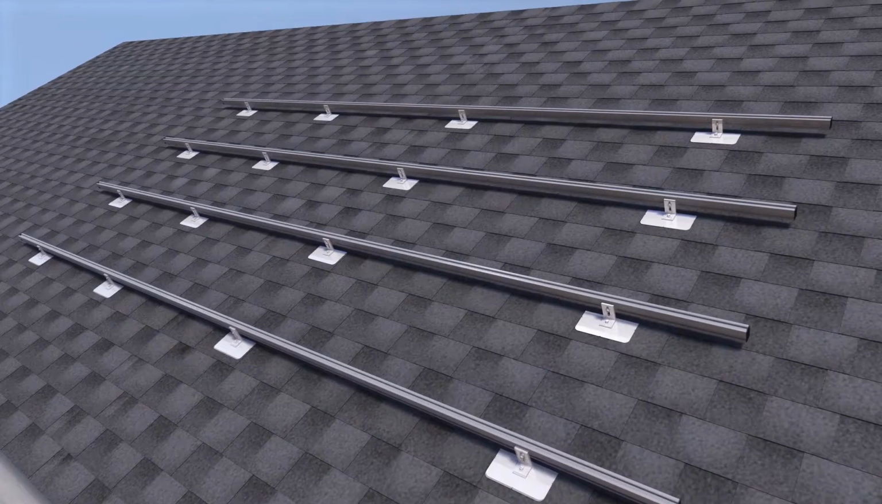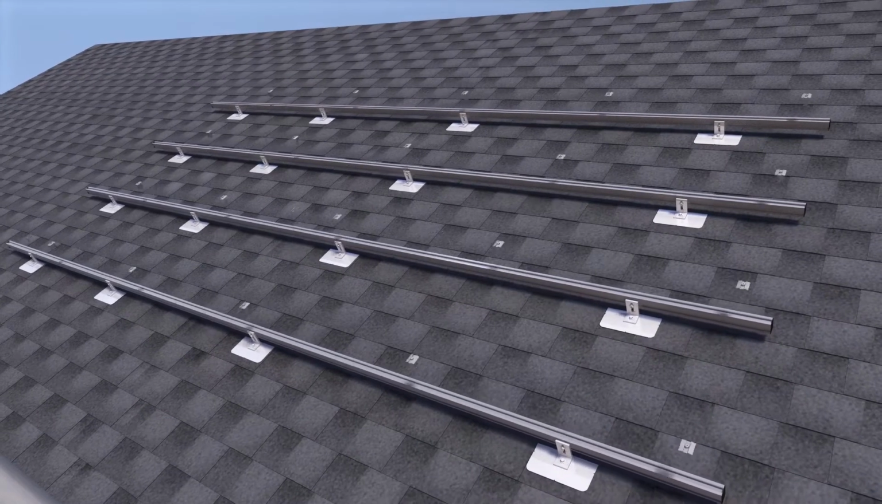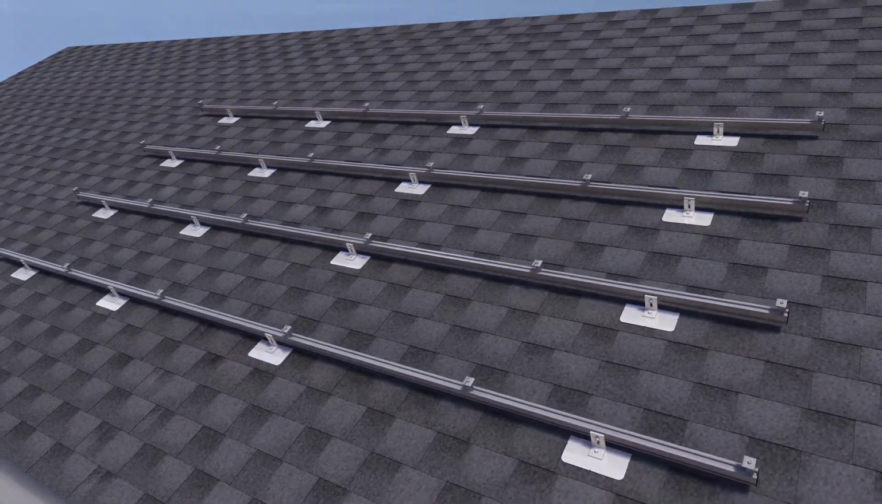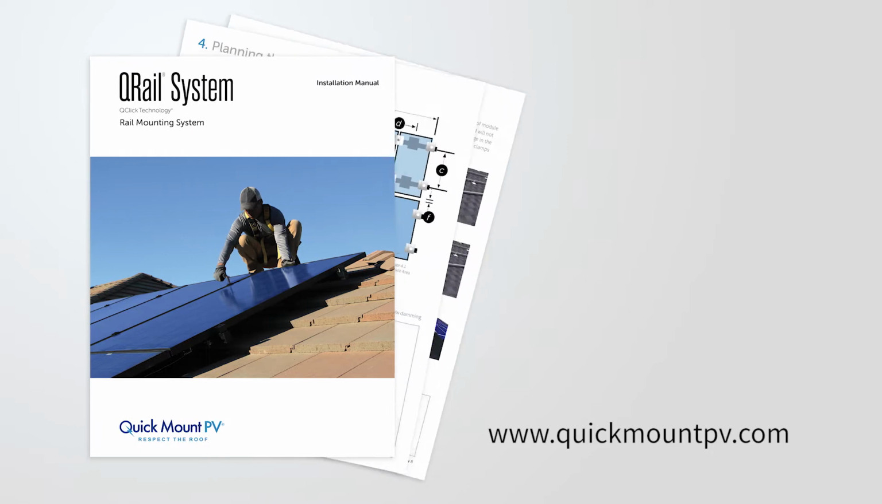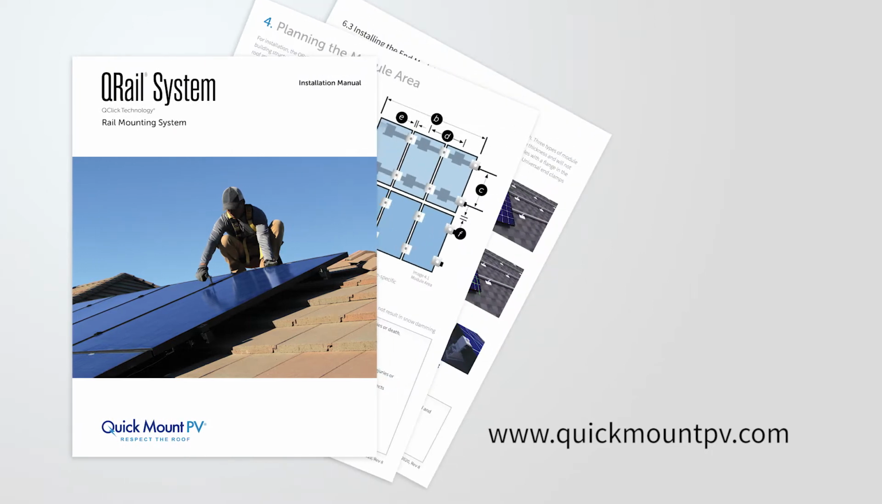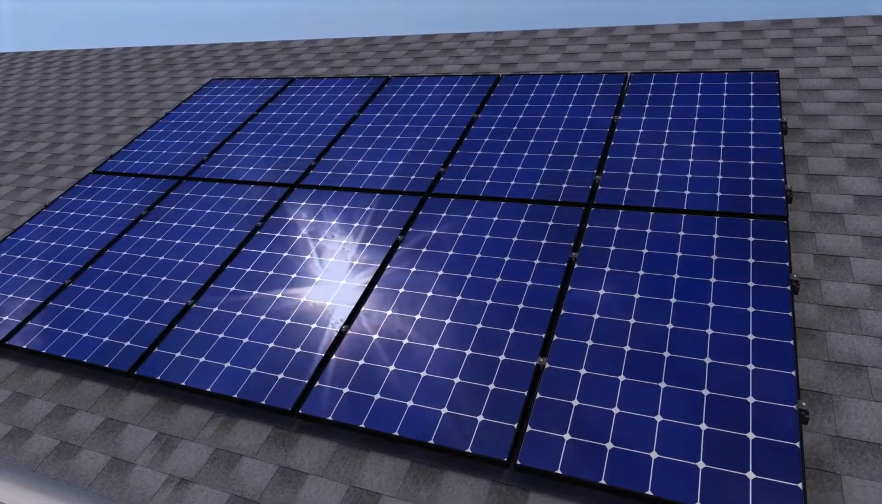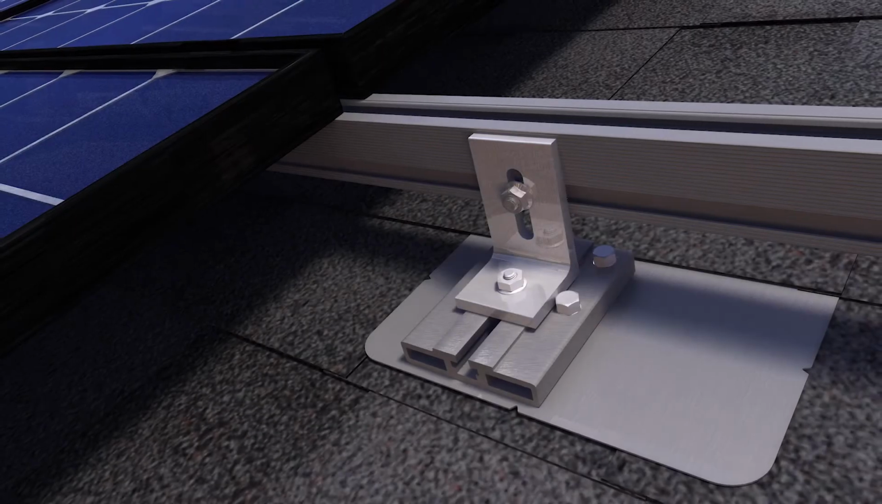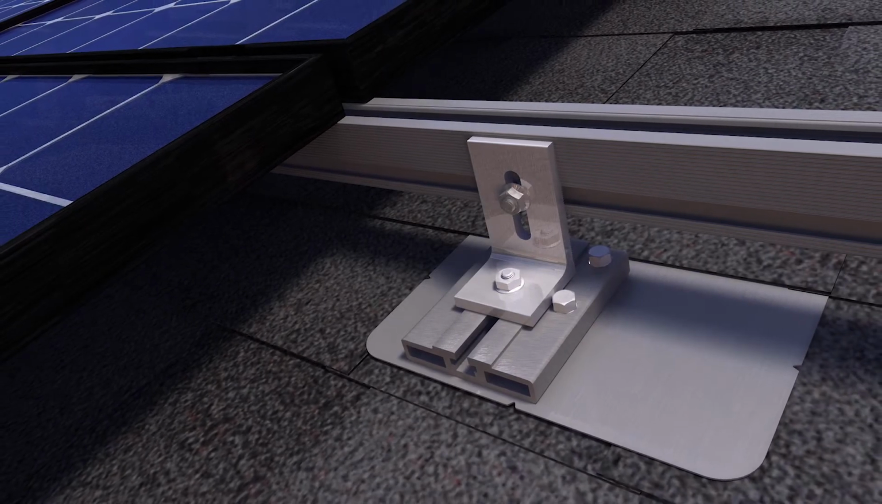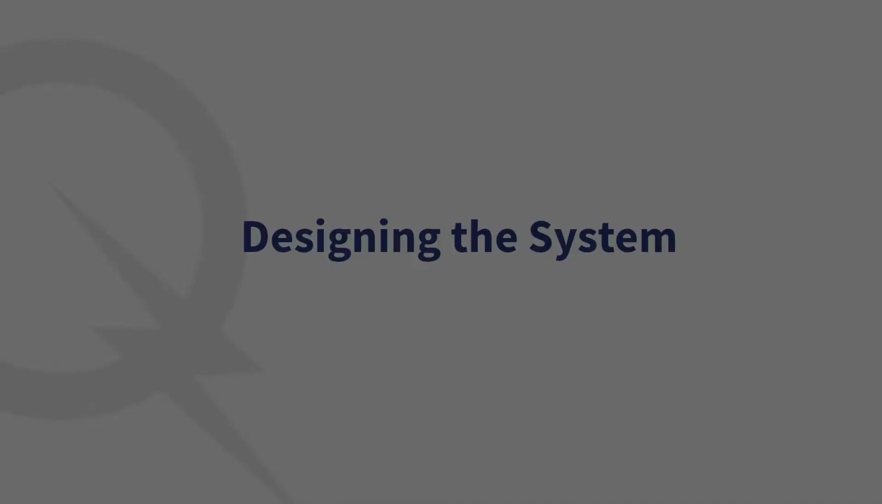In this video, we're going to teach you how to install the QRail racking system onto a rooftop. Download and read the most current installation manual in addition to referencing this video. We will demonstrate here using a conventional 2-rail configuration. QRail can also be used in shared rail and modified shared rail configurations.